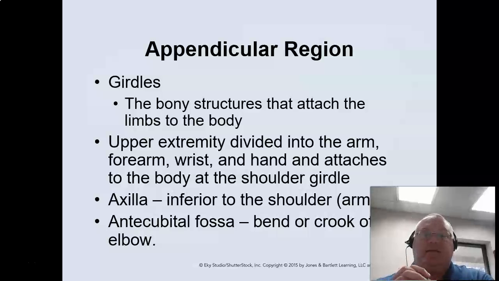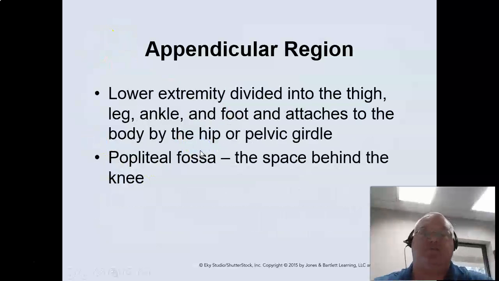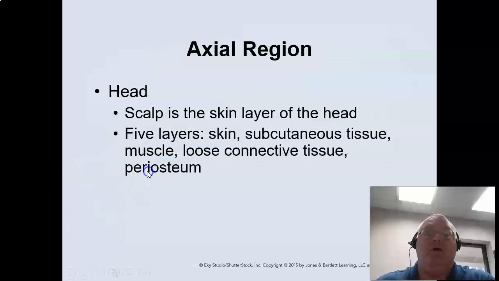Again, your axilla, by the way, is inferior to the shoulder, known as the armpit, and the antecubital fossa is the bend at the elbow. Hopefully you guys have been poking those to death while you've been doing your IVs. The appendicular region, again, is usually the lower extremities. It's the thighs, the ankles, the foot, and the popliteal fossa is behind the knee. Okay? Again, where it bends.